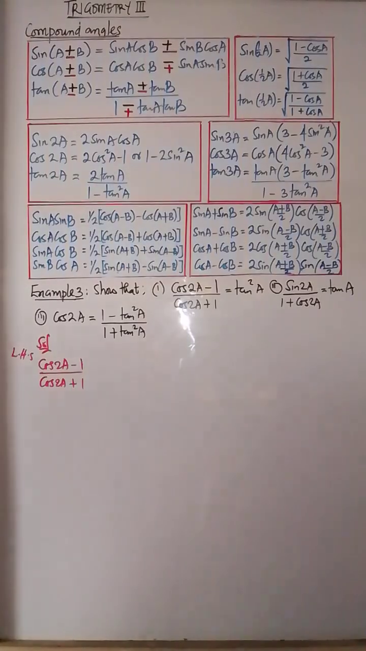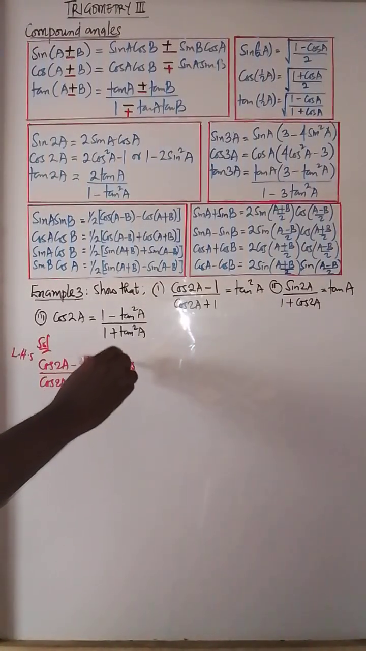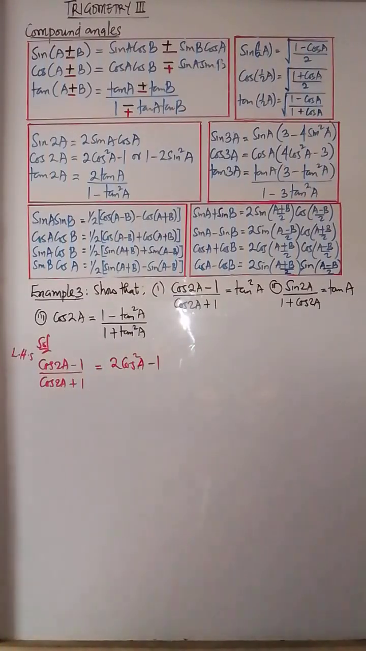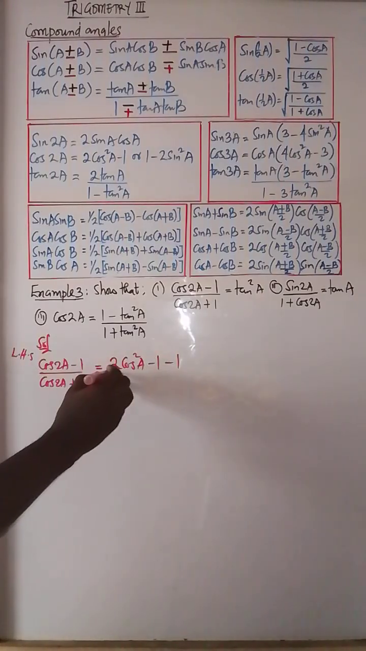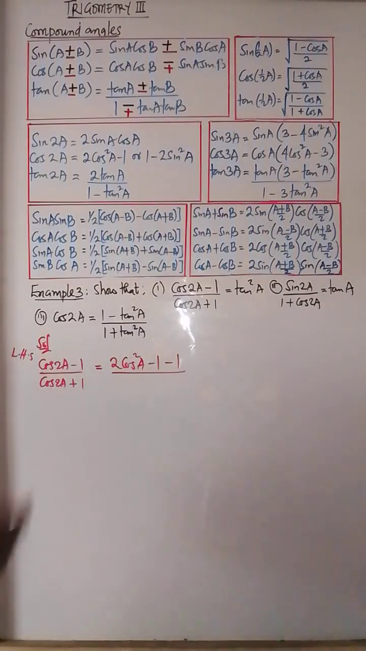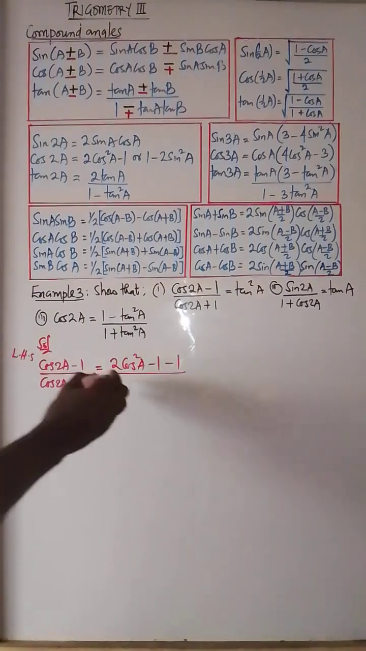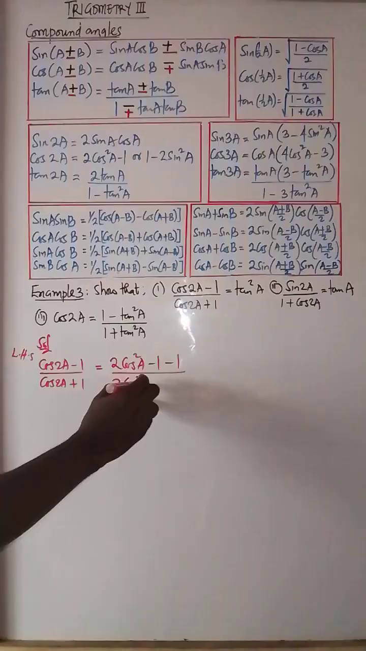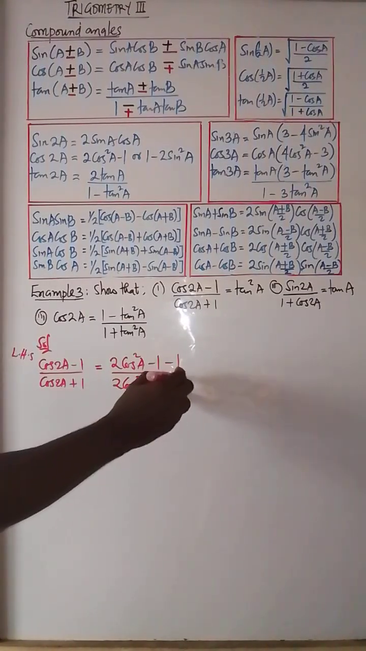Cos 2A is what? Cos 2A is 2 cos square A minus 1. This is cos 2A. Then we have another minus 1 here. Over cos 2A here is 2 cos square A minus 1. This is for cos 2A. Then we have plus 1.